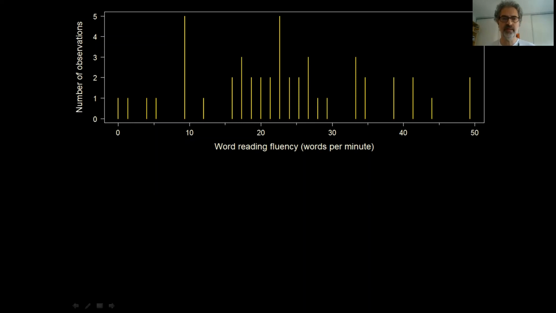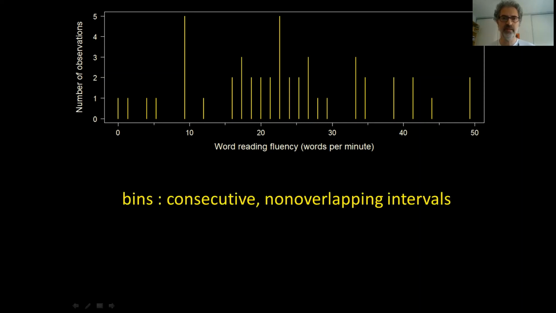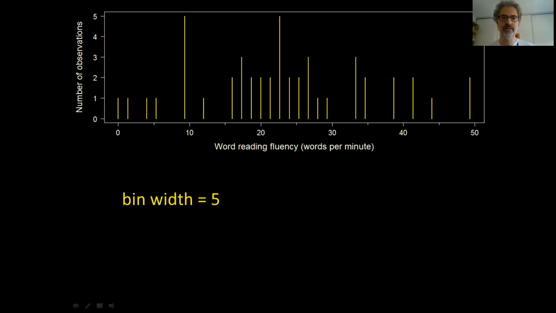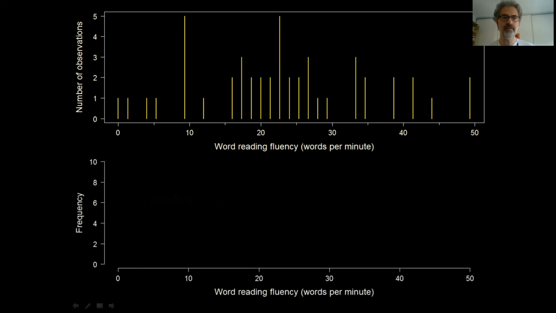Instead of showing every single value we obtain, what I do instead is put ranges of values in buckets. Buckets are called bins, and bins are formally defined as consecutive non-overlapping intervals. So that's ranges of values that touch on their ends. So for a bin width of 5, the first bucket, the first bin, would be from a value of 0 to a value of 5 words per minute.